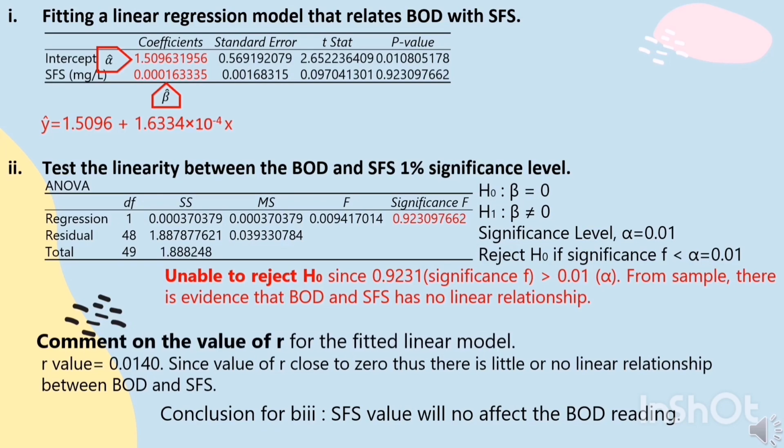The question also asks to comment on the R value. The R value that we obtain from the data is 0.0140. Since the R value is close to 0, there is little or no relationship between BOD and SFS. From the answers above, we can conclude for B3 that the SFS value will not affect the BOD reading.